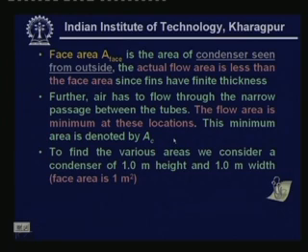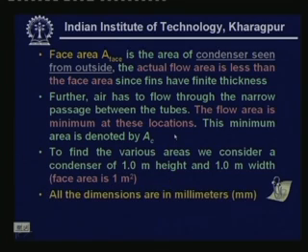To find the various areas, we consider a condenser of 1 meter height and 1 meter width. That means we take a condenser having a face area of 1 meter square, and all the dimensions are expressed in millimeters.